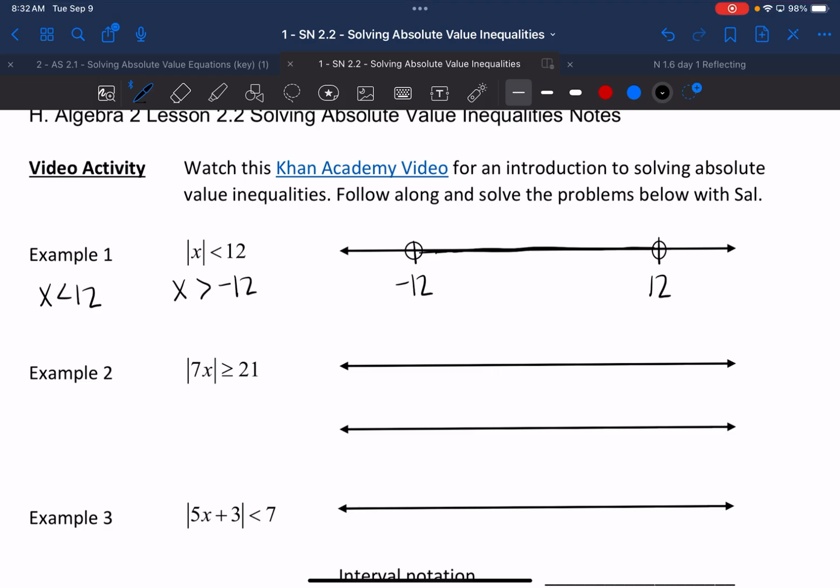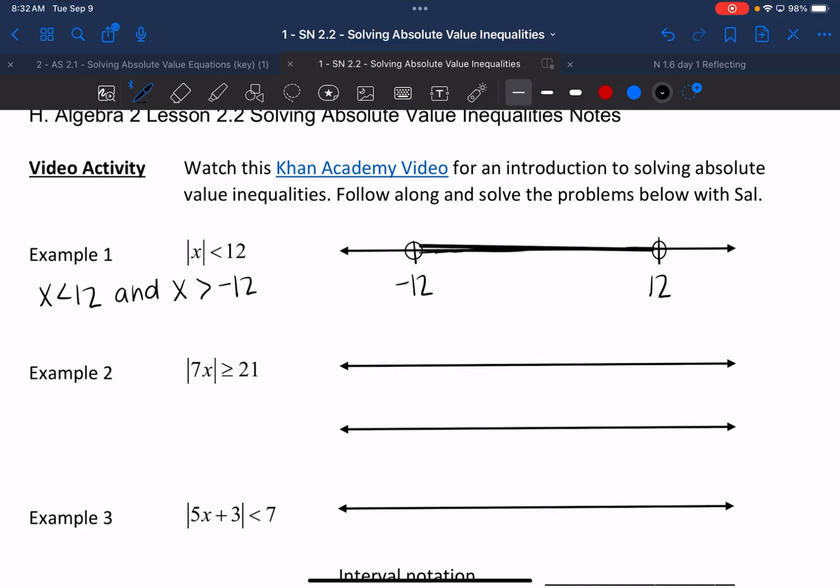So what do you guys notice about our two solutions? Right, they intersect, they overlap. So our solution is all of the stuff really from here to here. It's the stuff they share, right? So whenever they overlap like that, whenever that's what we're looking for, this is one of those that we call the and statement, okay?